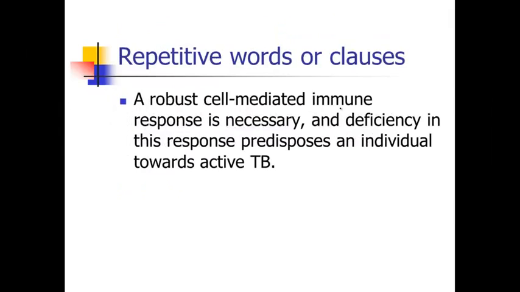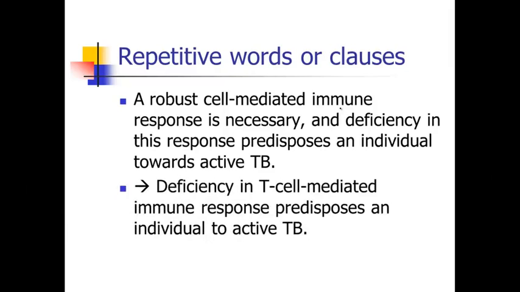Here's an example of some repetition. This is a repetitive clause. A robust cell-mediated immune response is necessary, and deficiency in this response predisposes an individual towards active TB. Notice how the two parts of that sentence actually say the same thing. One says it's necessary, and the other says if you don't have it, you're more likely to get TB. So both of those pieces are saying the same thing. So we can edit that and get rid of the repetition by just saying deficiency in T-cell mediated immune response predisposes an individual to active TB. We didn't really need the first part of that sentence.